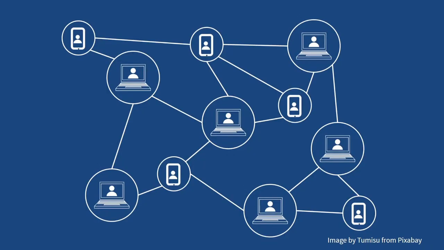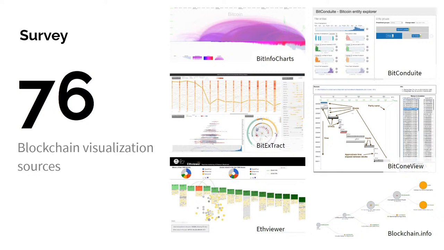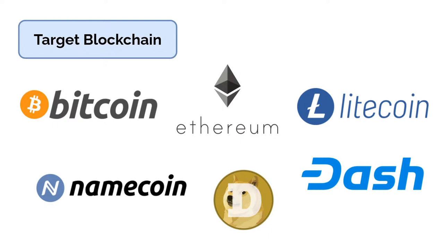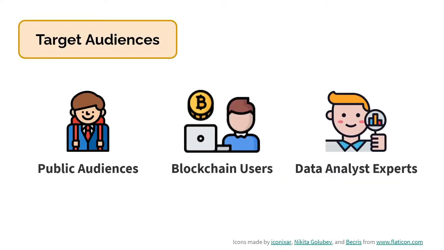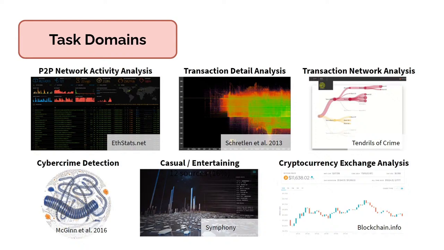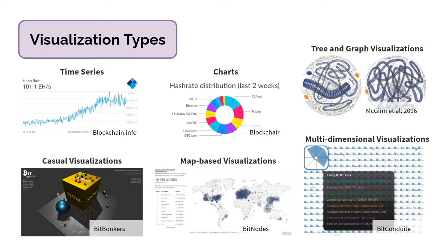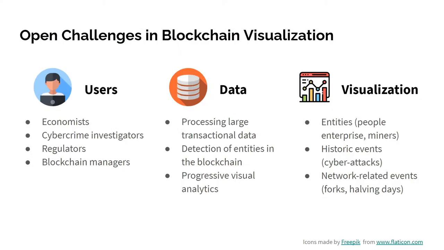Blockchain has gained more attention and its applications are emerging. We collect 76 blockchain visualization tools and systematically classify them into five aspects: target blockchain, blockchain data, target audience, task domain, and visualization type. In the end, we look at open challenges in blockchain visualization.